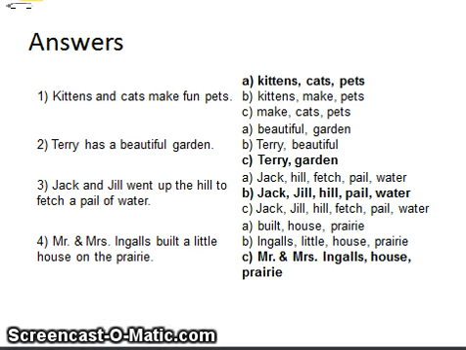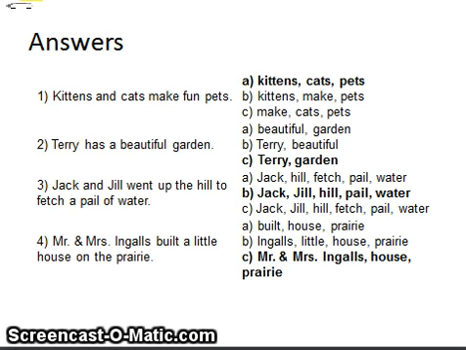Number 3, Jack and Jill went up the hill to fetch a pail of water. Well, Jack is a person. Jill is a person. A hill is a thing. A pail is a thing. Water is a thing. So we need all of those in our answer. And we can rule out A and C because fetch is an action. Actions are going to be verbs. Okay, we'll get into verbs a little bit more very soon.